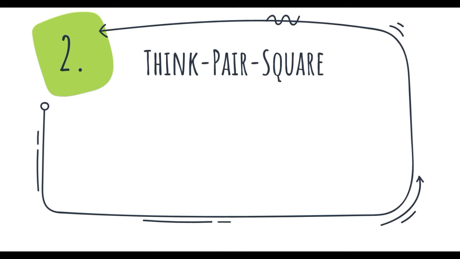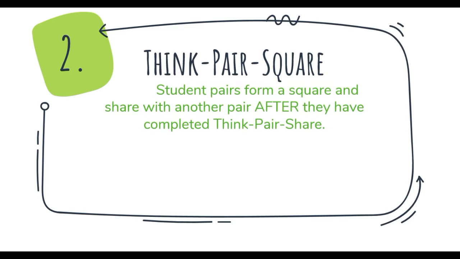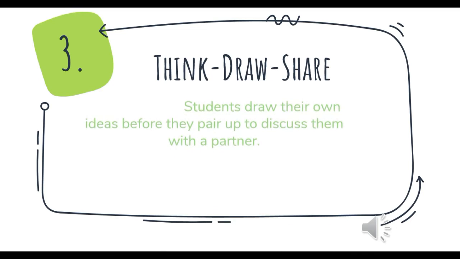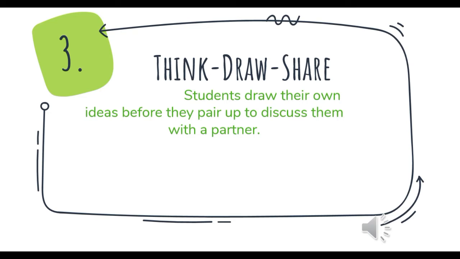2nd, think, pair, square. Student pairs form a square and share with another pair after they have completed think, pair, share. 3rd, think, draw, share, in which students draw their own ideas before they pair up to discuss them with a partner. So this is a very interesting variation of think, pair, share.